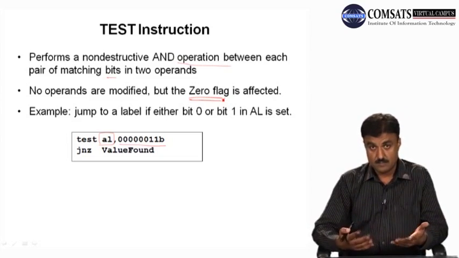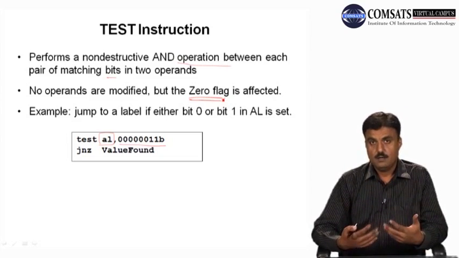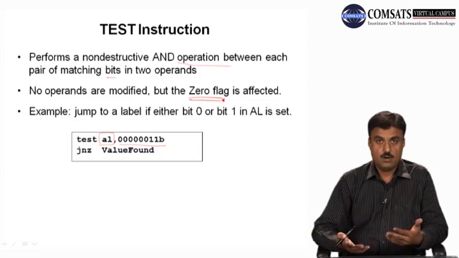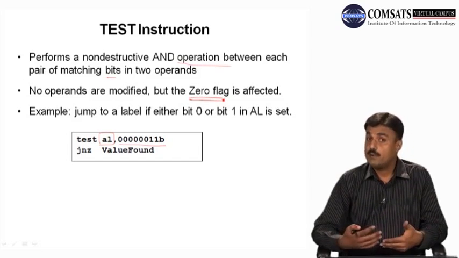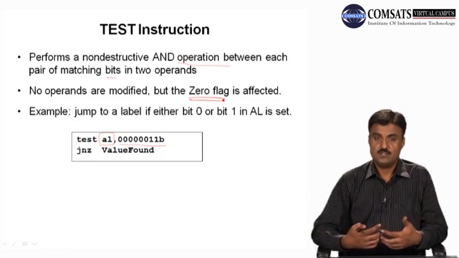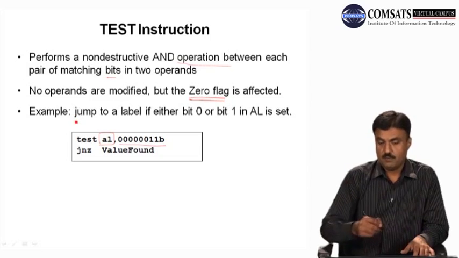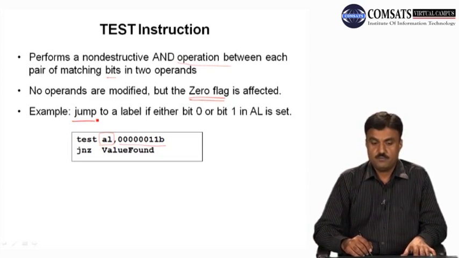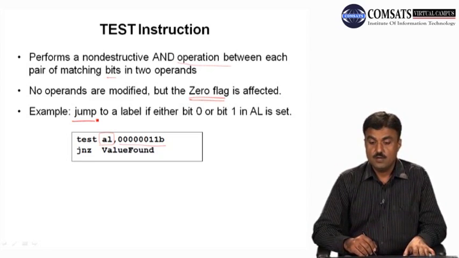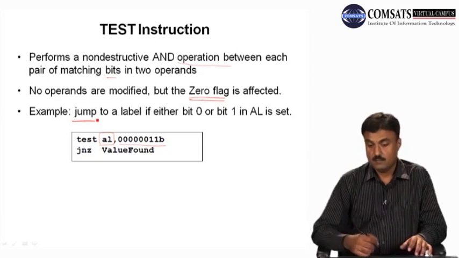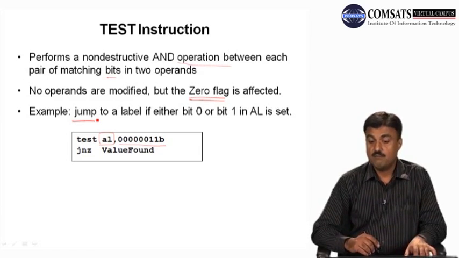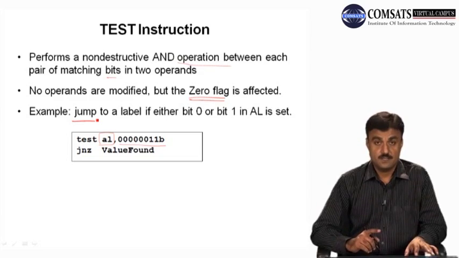In previous instructions like AND, OR, and exclusive OR, all these instructions perform an operation and also affect the registers. This is different. Here, for example, we want to perform a jump to a label if either bit 0 or bit 1 in AL is set.